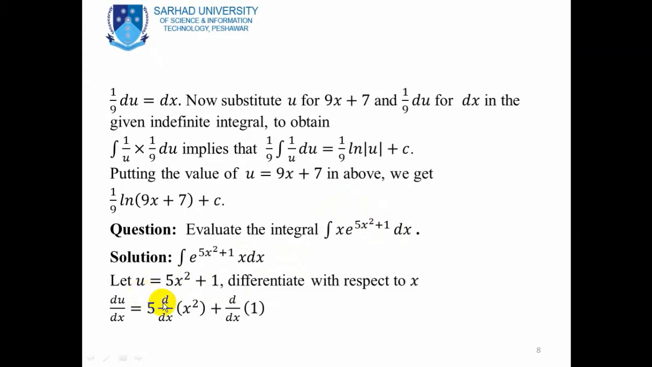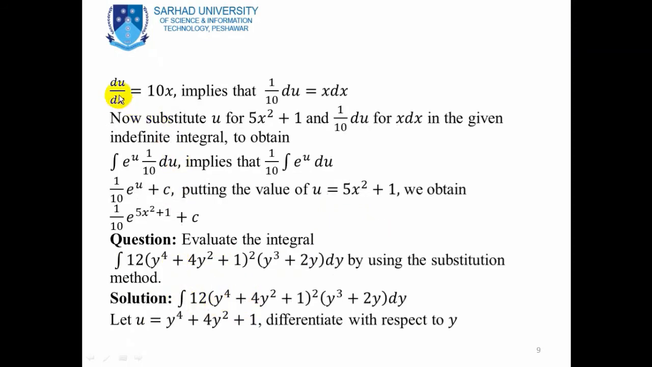Now taking the derivative with respect to x, du by dx is equal to, by using the power rule, multiply the power with the coefficient, and the derivative of 1 will be 0. So like you see over here, du by dx is equal to 10x. Now by cross multiplication we obtain 1 over 10 du is equal to x into dx. So dear student, you see over here this part is now equal to 1 over 10 du, which is converted into the new domain u.